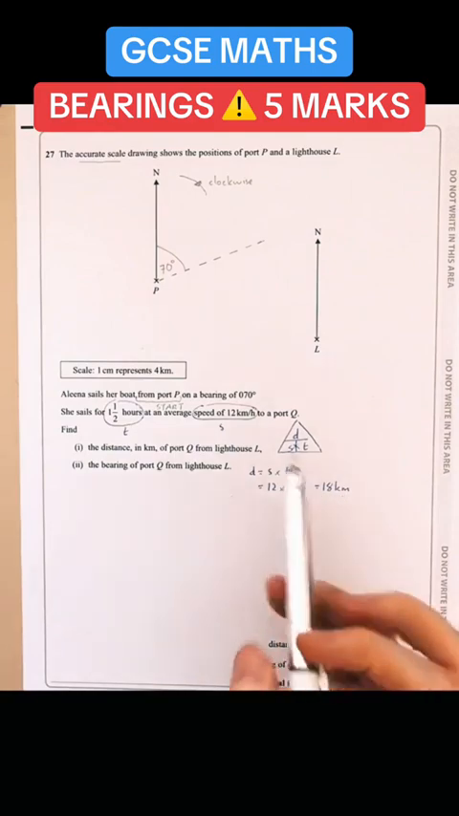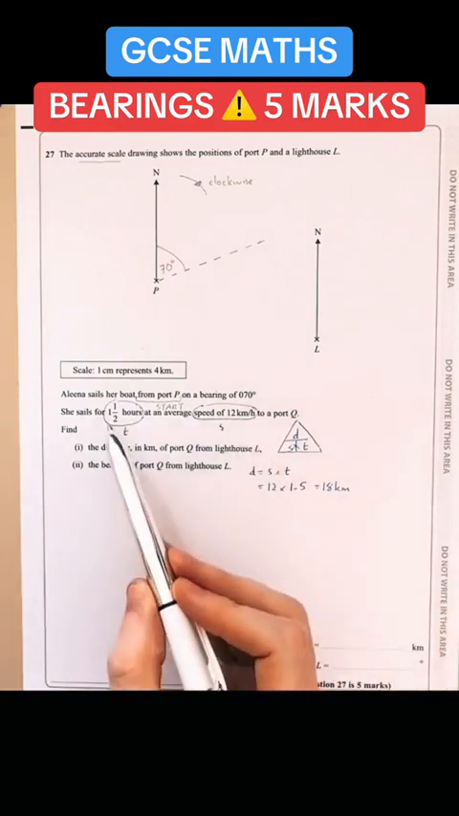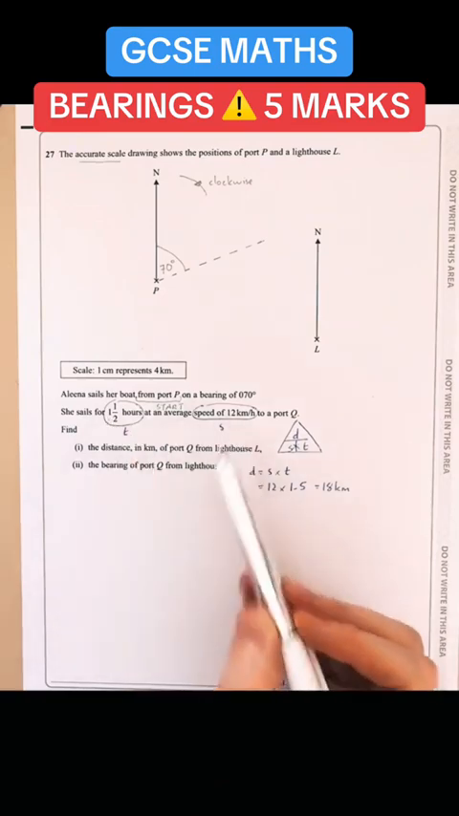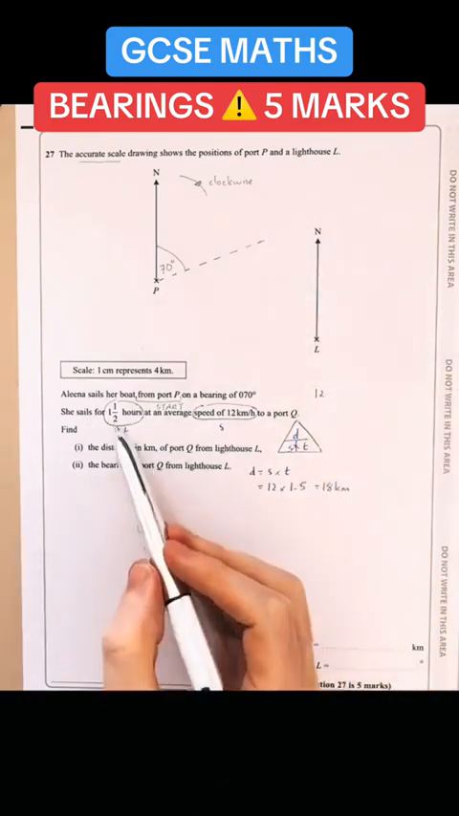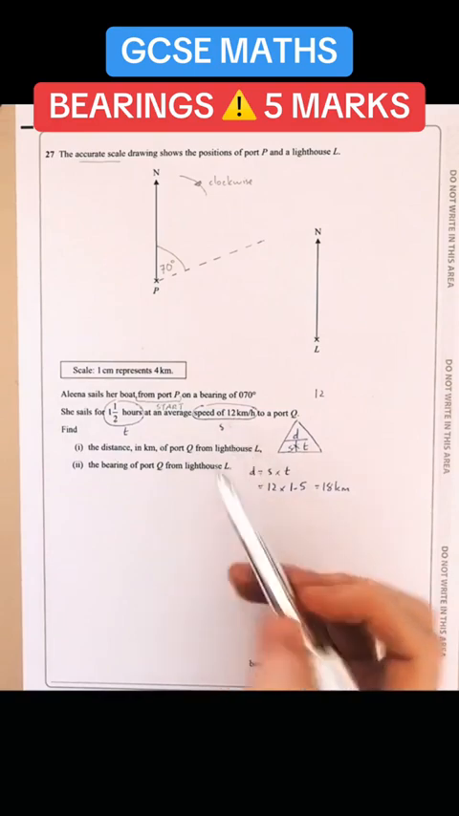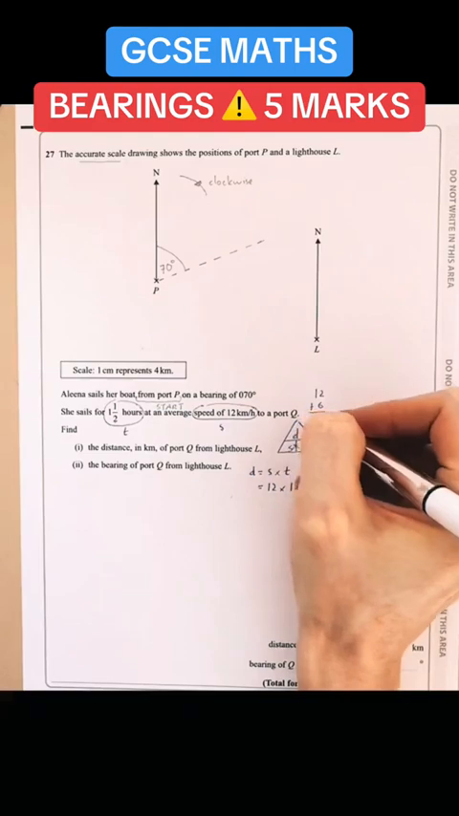Another way to get 18: she's travelling at 12 kilometres an hour, and she's travelling for 1.5 hours. Well, I know 1 hour, therefore, will be 12. And half an hour will be half of 12. Half of 12 is 6. And 12 add 6 will give us 18.